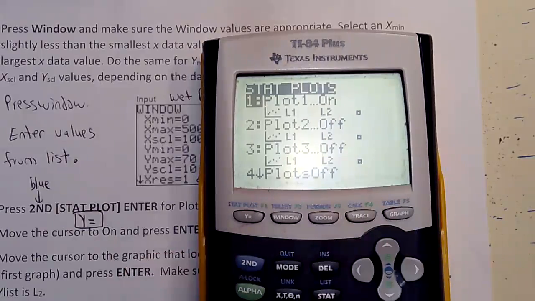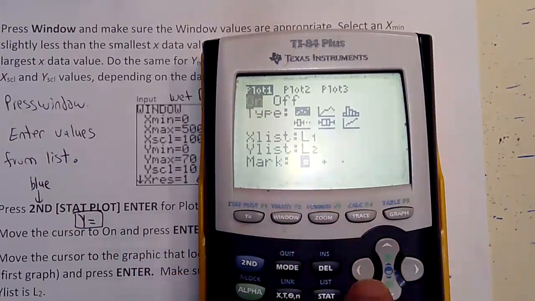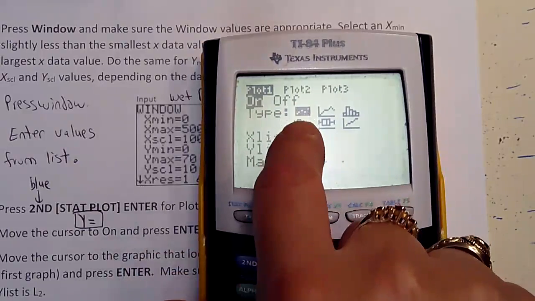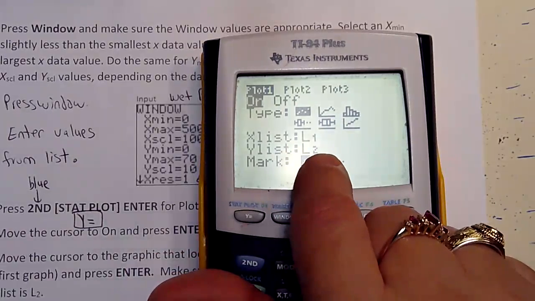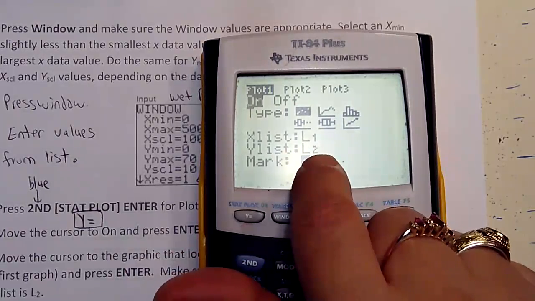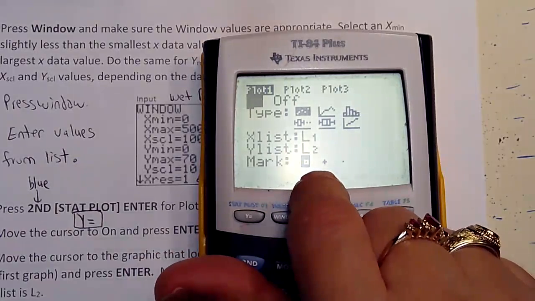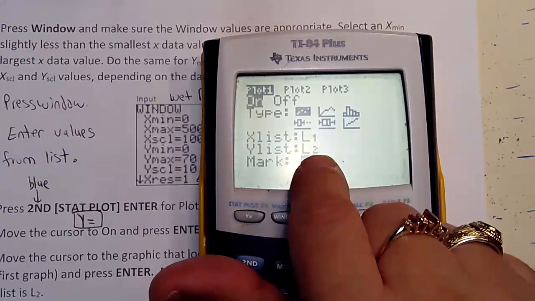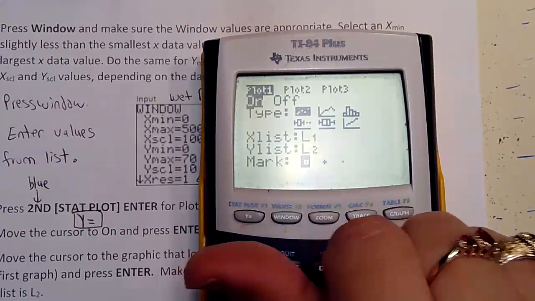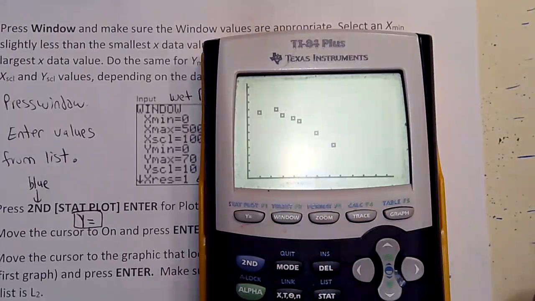So I'm going to hit enter, and if this is off, you move the arrow here and turn this on. This is a scatter plot. And again, as long as you have your X data in L1 and your Y data in L2, you don't have to change these columns. It's already set. But if you have the app, I don't know if it turns everything off and you have to reset it each time. You'll have to experiment with that and see. But for us, this was all set, and that's why when I hit graph, it graphed it. Okay. All right.